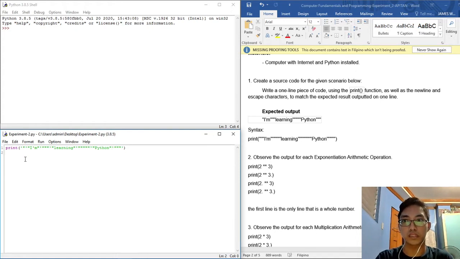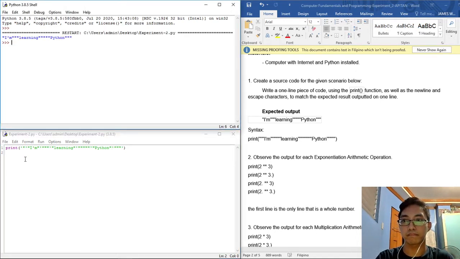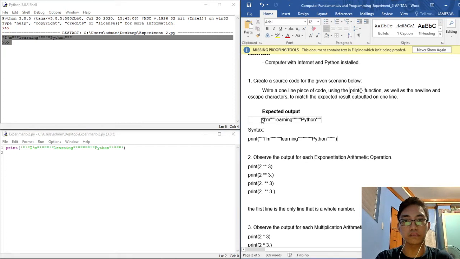So let's try this program. And as you can see, it is the same as here.